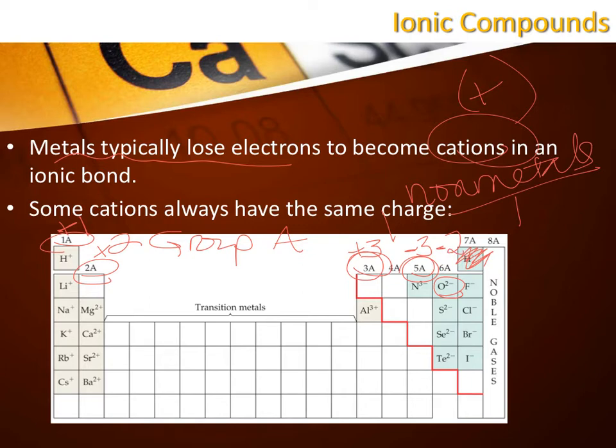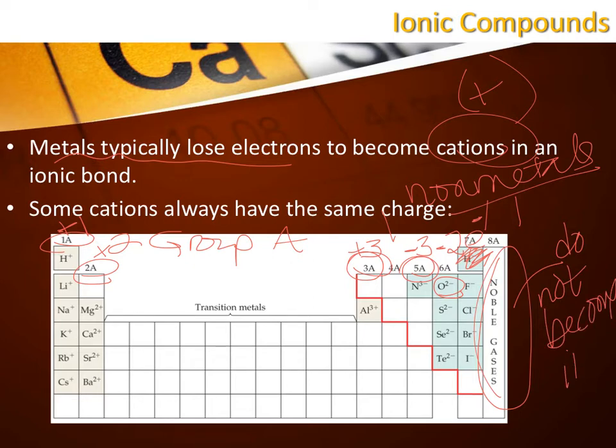The halogens end up with a charge of -1, and the noble gases to the far right do not become ions. Okay, they're very stable as they are, and so they don't tend to make chemical bonds and don't become ions.